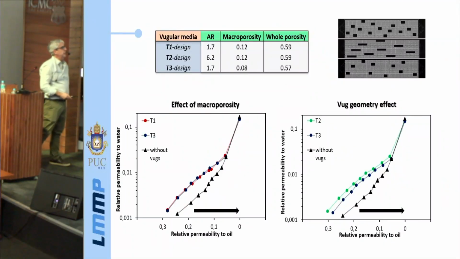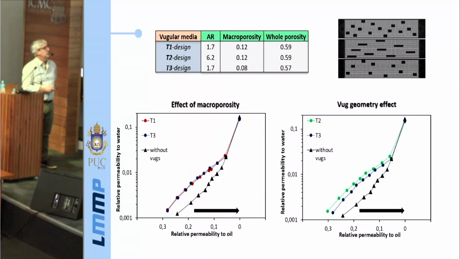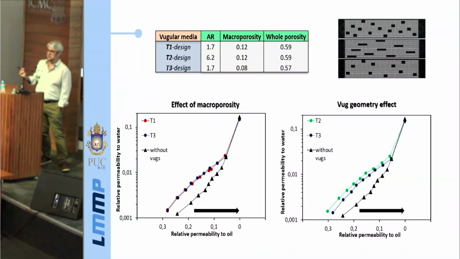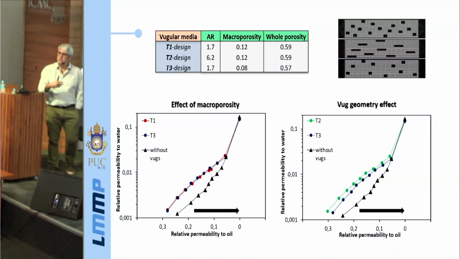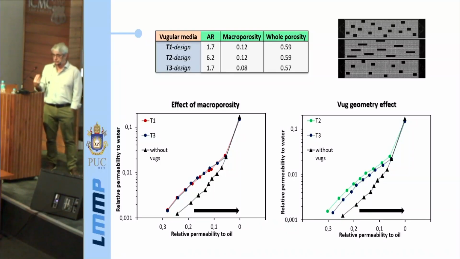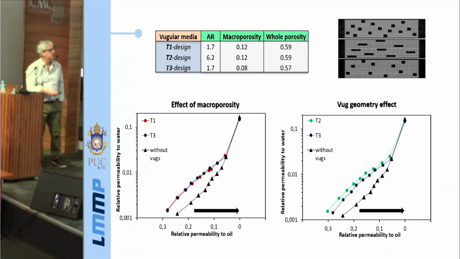We also looked at the different geometries. What's the effect of the aspect ratio of the VUGs? And I will just focus on this plot on the right here. So T2 is the design with the elongated VUGs, and T3 is the design with the more squared VUGs. And again, you see if you elongate the VUGs along the flow direction, you get an even higher water permeability. And if you have a high water permeability, again, this goes against displacing oil, because the fluid is going to flow the easy way out. So if it's easy for the water to flow, it means that the oil won't flow. And you want the oil to flow because you want to displace the oil.